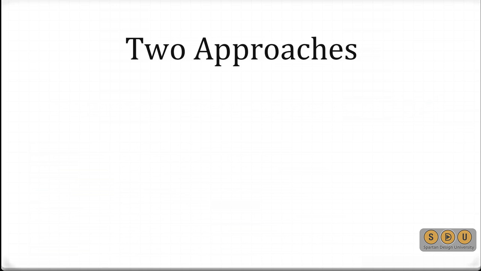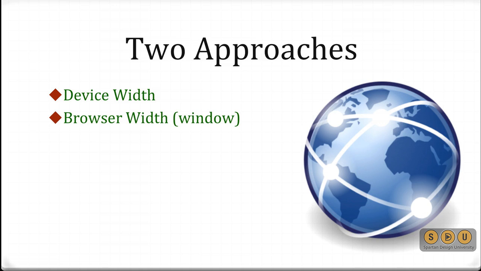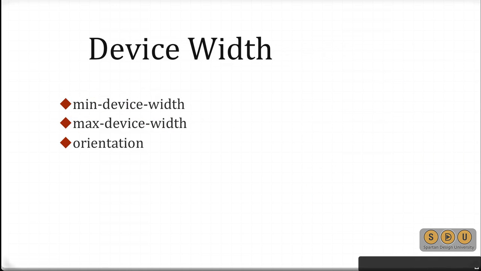As we discussed in the previous unit, there are two approaches to handling responsive design. We can base it off the reported device width, which has a few problems, or we can base it off the reported browser width, which is much more reliable. Device width is the width of the device when it's in portrait mode. The device width does not change when the device is rotated to landscape mode.